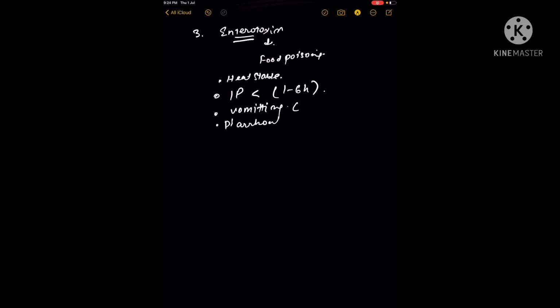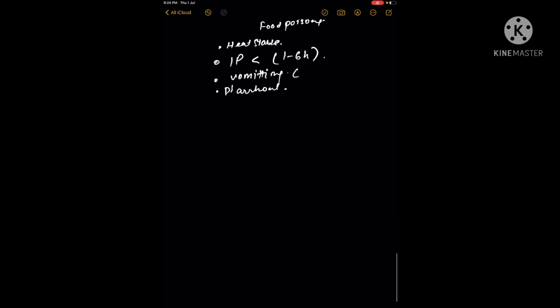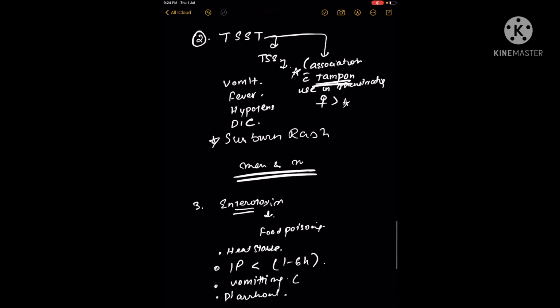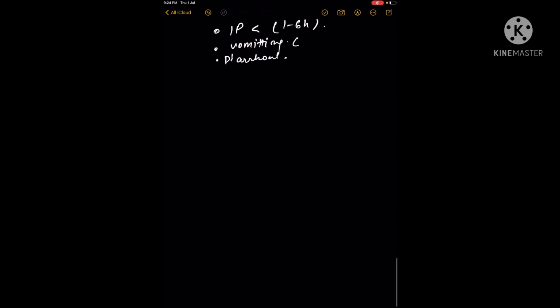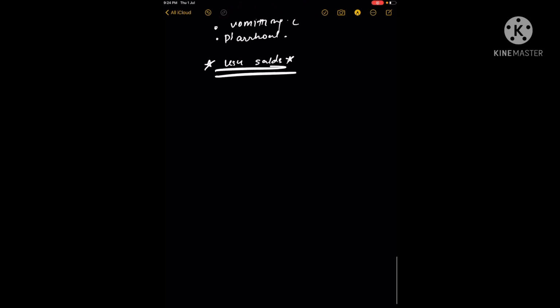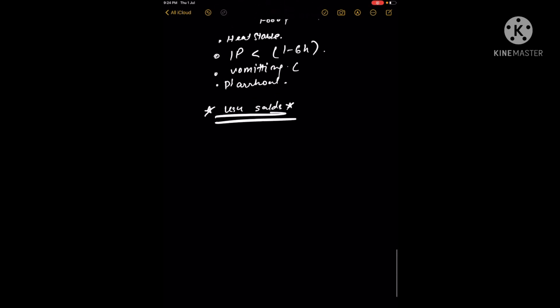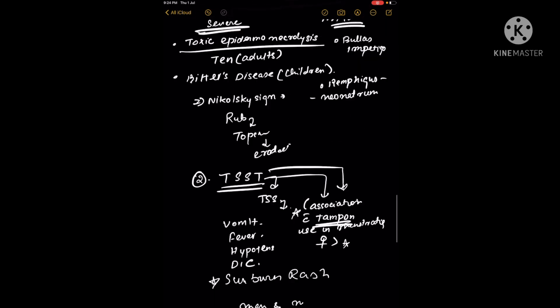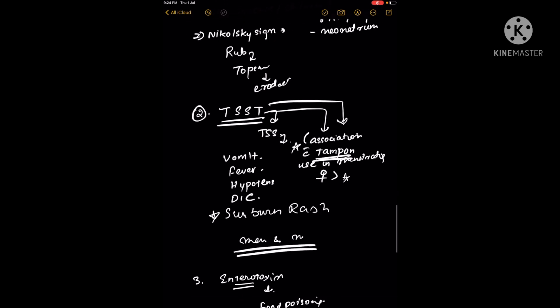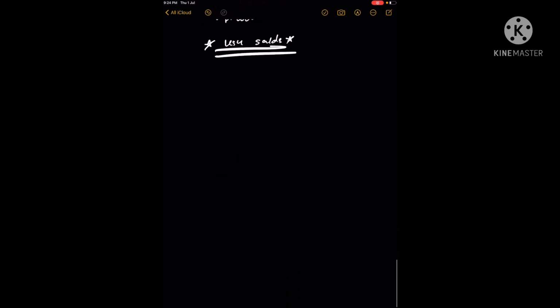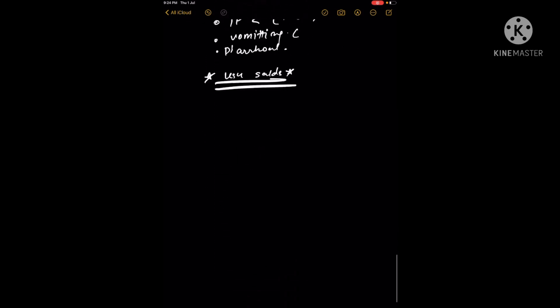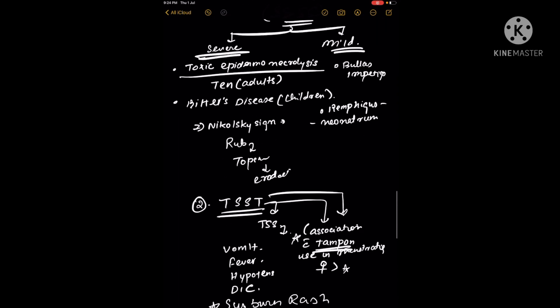Toxic shock syndrome is usually associated with use of tampons. The enterotoxin is with food, usually salads that are not washed or cleaned properly. And these three are the toxins. Now the toxins are complete.